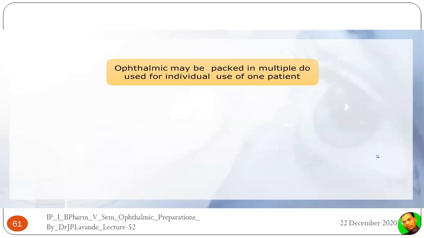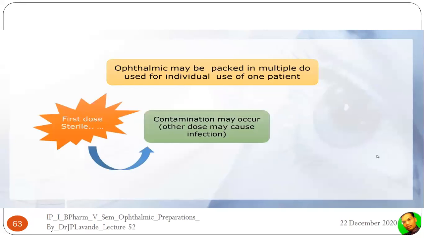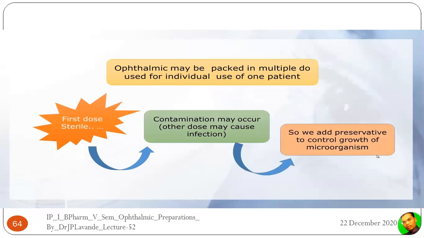Ophthalmics may be packed in multiple dose form and used for the individual use of the patients. The first dose should be sterile, but contamination may occur and other doses may cause infection. So we need to add a preservative to control the growth of microorganisms in case of multiple dose preparations, multiple dose products.